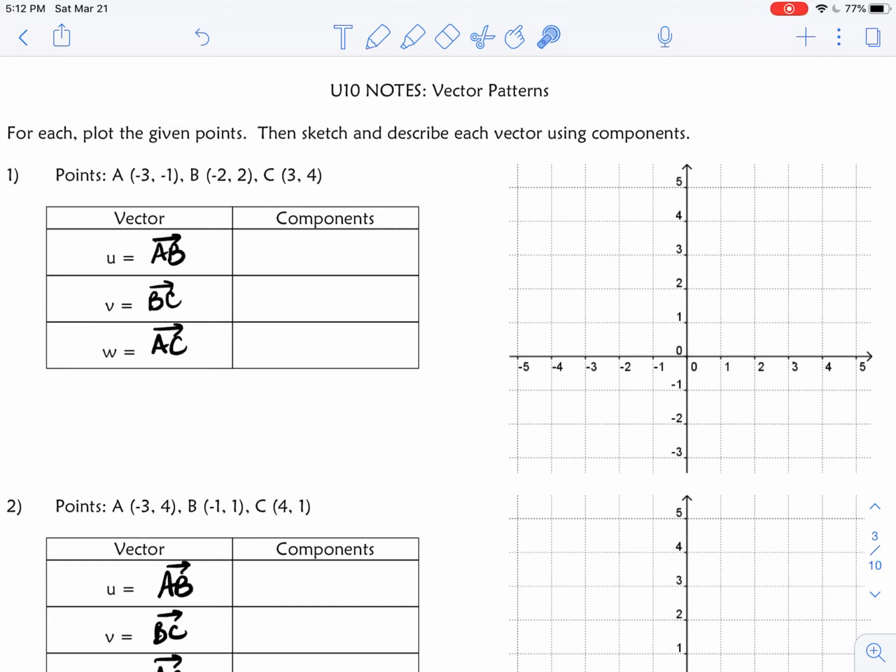Okay, today's notes are going to be on vector patterns. For each, plot the given points, then sketch and describe each vector using components. So here's our 3 points, and so let's plot those.